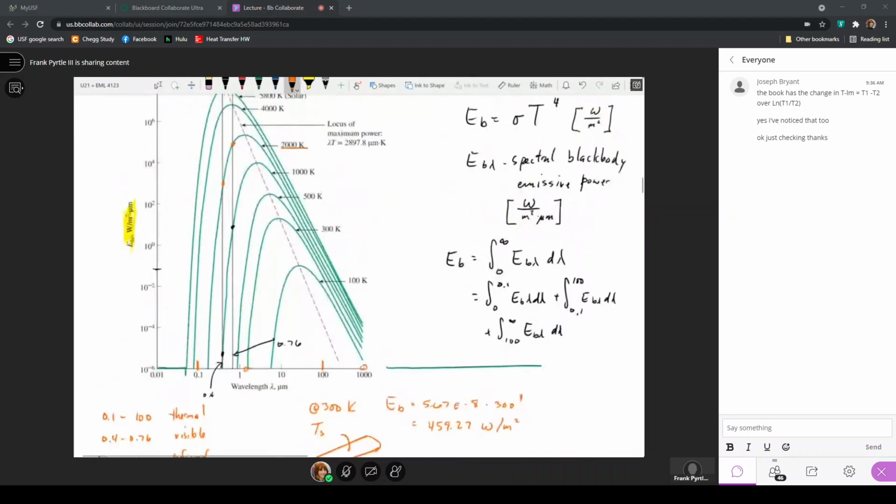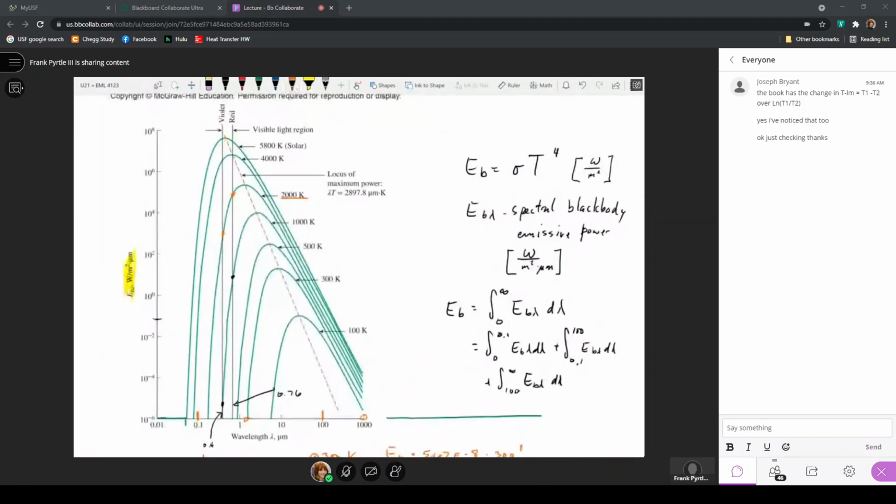And we get all the way up here to 5800 Kelvin. Now, 5800 Kelvin is the standard value for the temperature that we take as being the temperature of the sun. So here, when we look at the distribution, of course, we have more area under the curve. The peak value of the spectral black body emissive power is shifted to the left and it's higher.